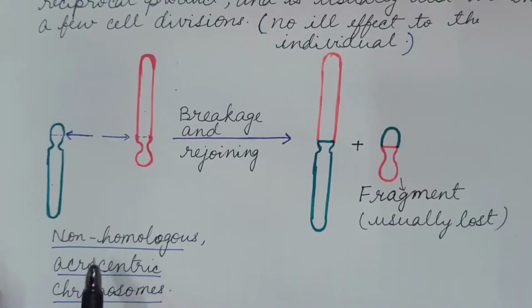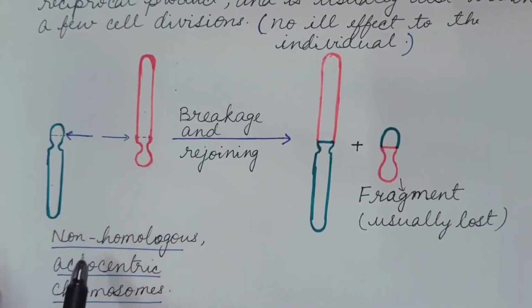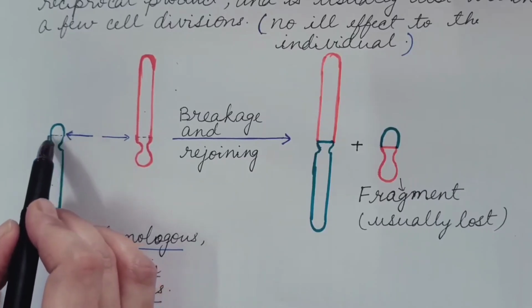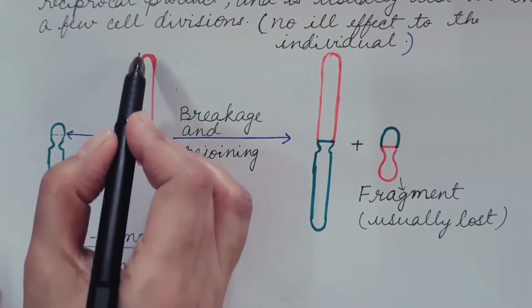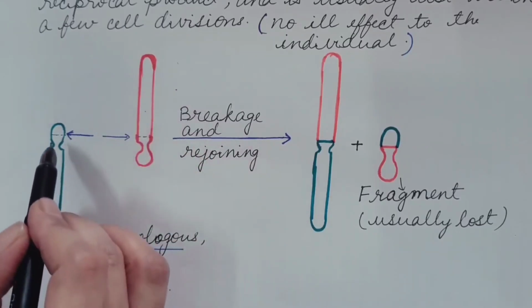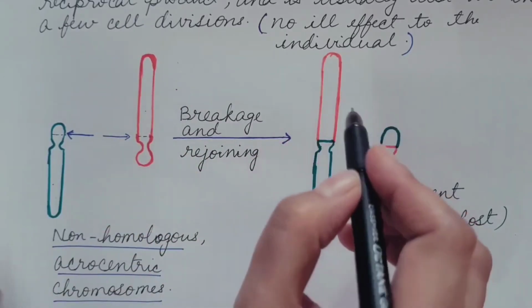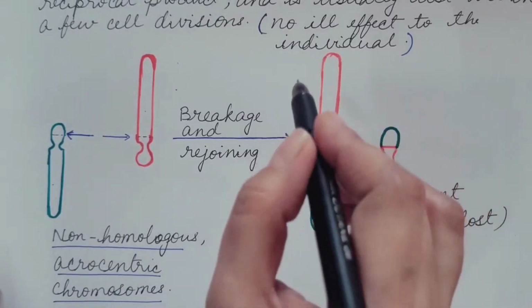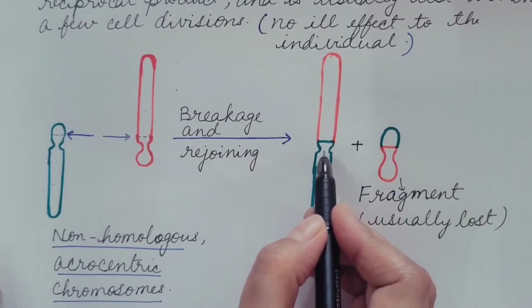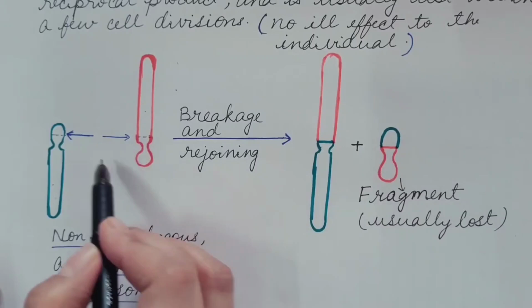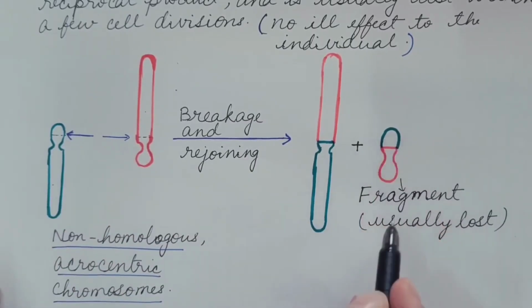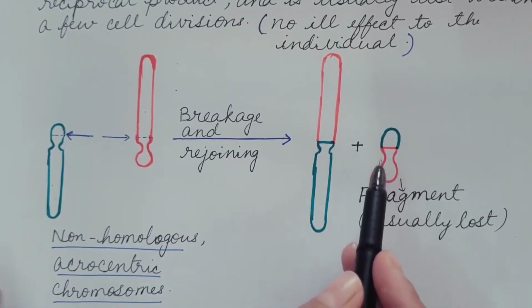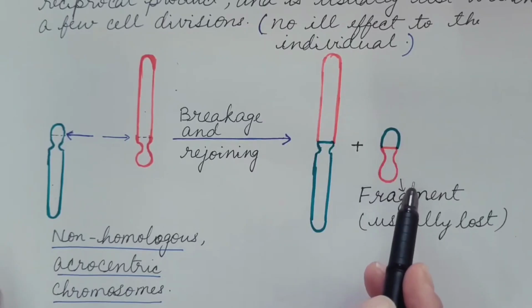So let us understand this. These are the two non-homologous acrocentric chromosomes. This chromosome breaks at this point and this chromosome breaks at this point. This long arm and this long arm with the centromere fuse. Now it behaves as a single chromosome with a centromere. These two short fragments also join, but this is gradually lost, and consequently this fragment is lost.